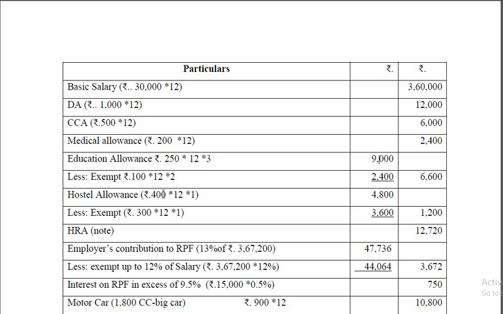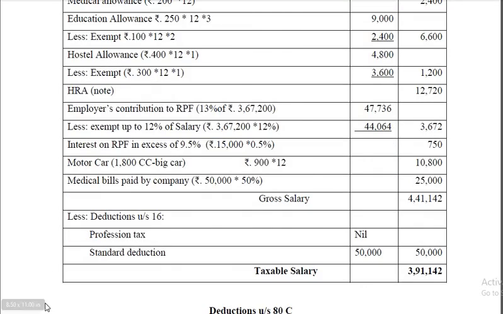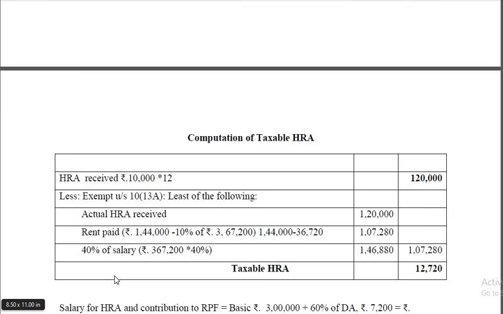Hostel allowance 400 per child, only for one child. So for 12 months, that comes to 4,800. What is exempt? 300 per month for 12 months for one child. So that comes to 3,600. 1,200 is taxable. HRA note is separately given. Let us see the note here first.